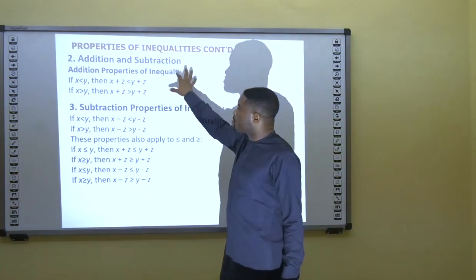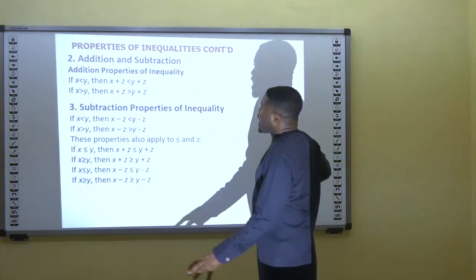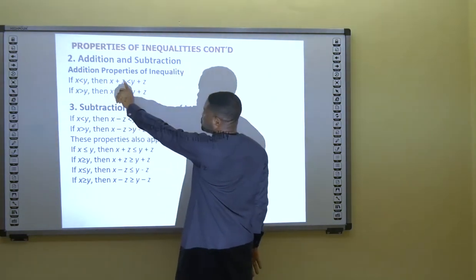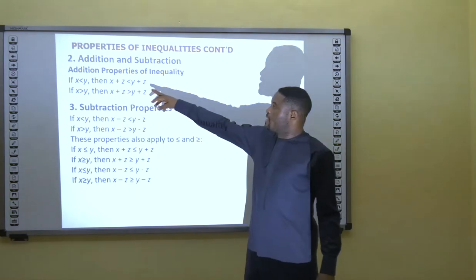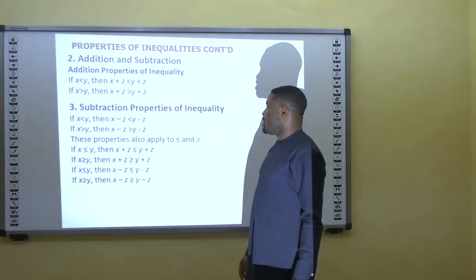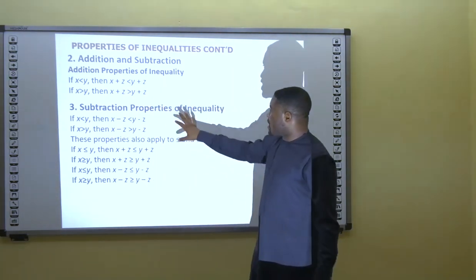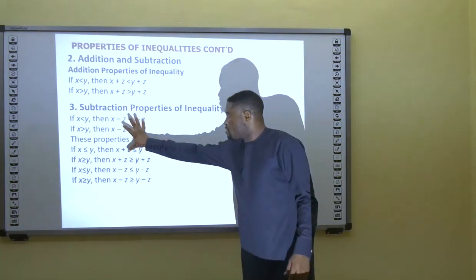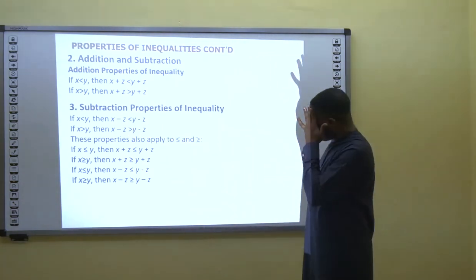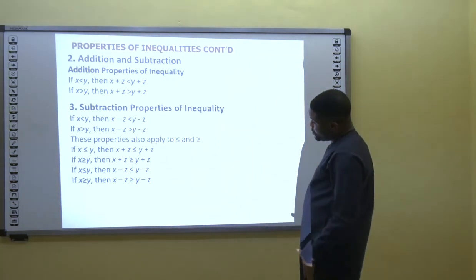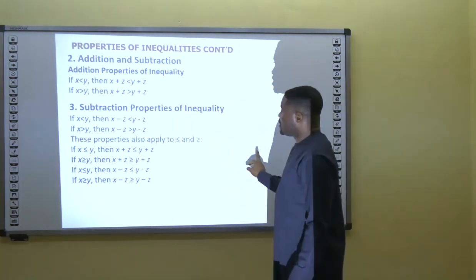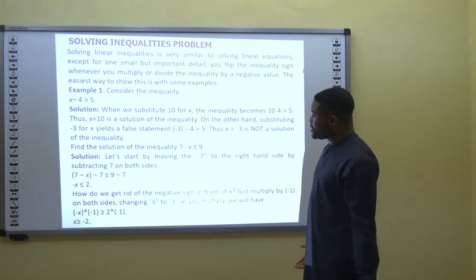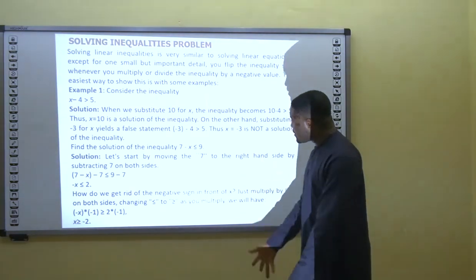So we have addition and subtraction. So in this case, you can have, if x is less than y, then x plus z must also be less than y plus z. So you can have subtraction properties of inequality, where we also look at the various signs in the negative form. So solving inequalities, they can be inequality problems.